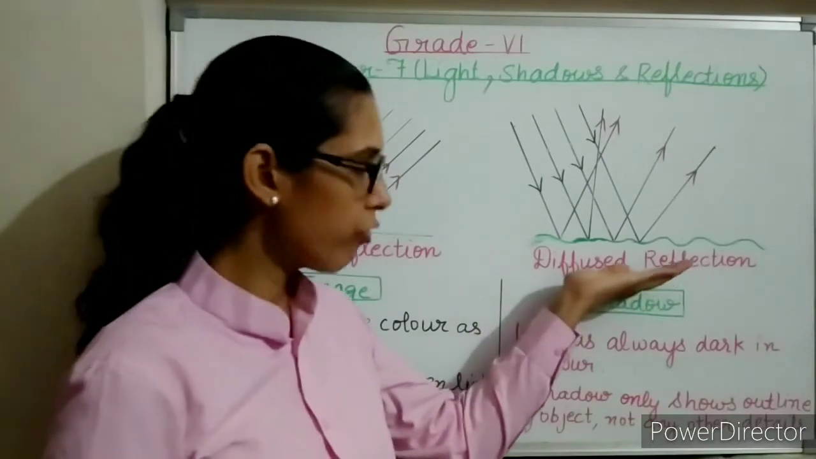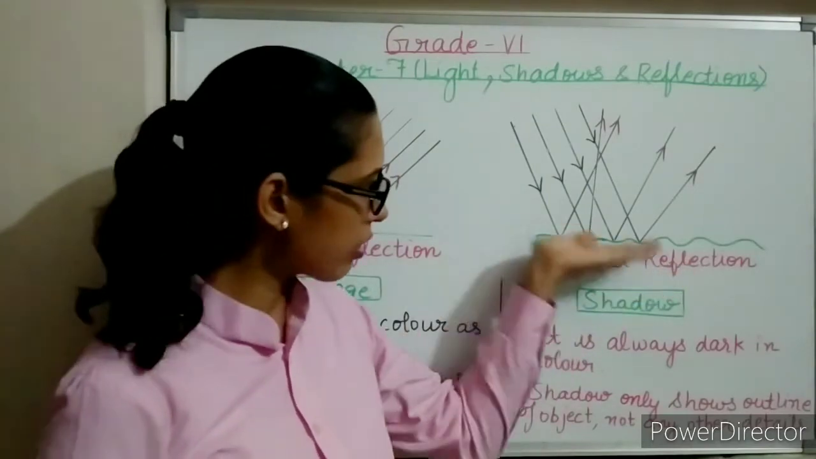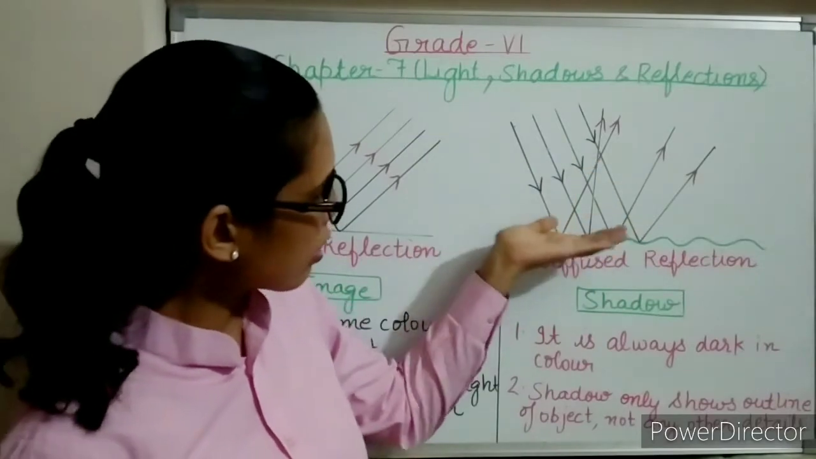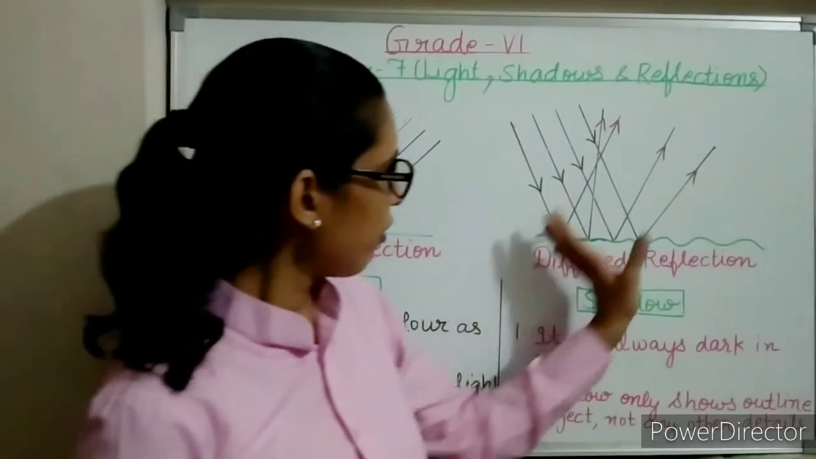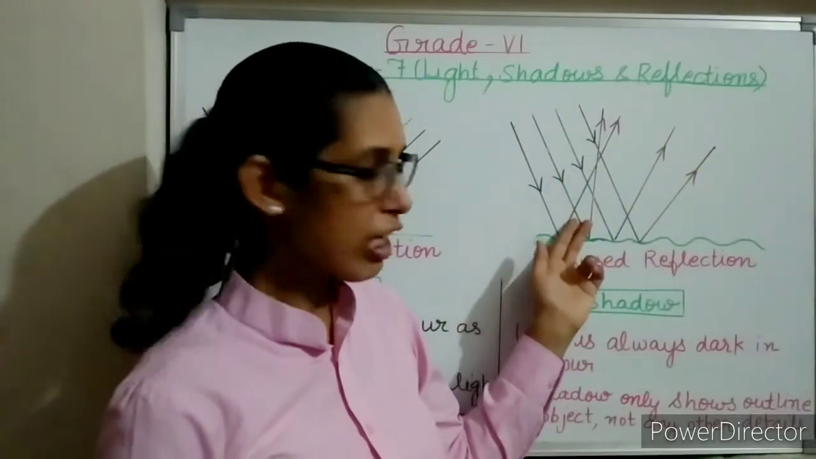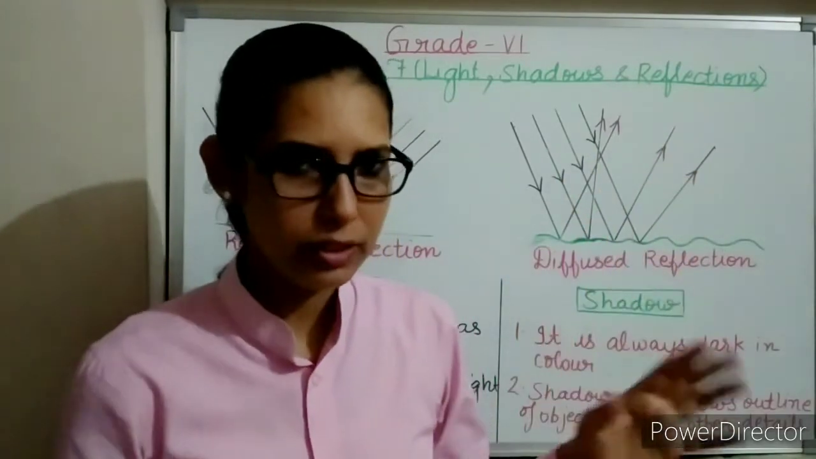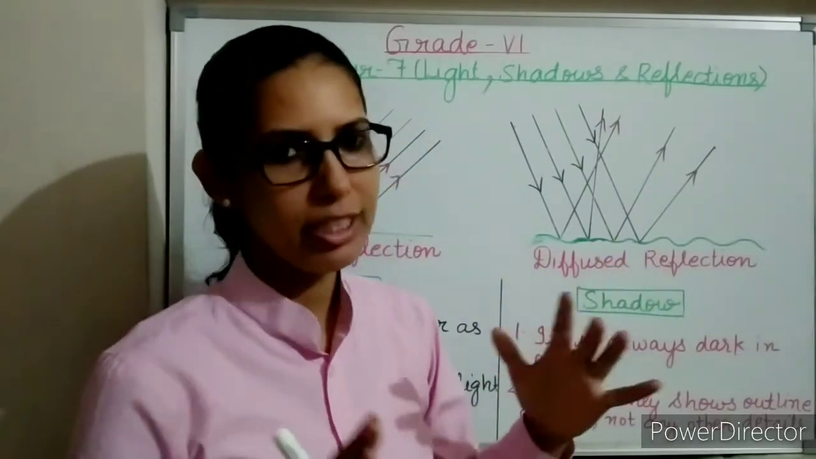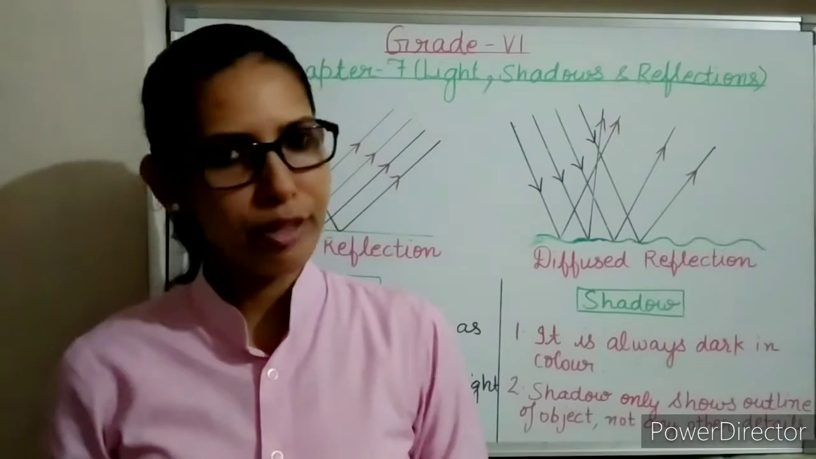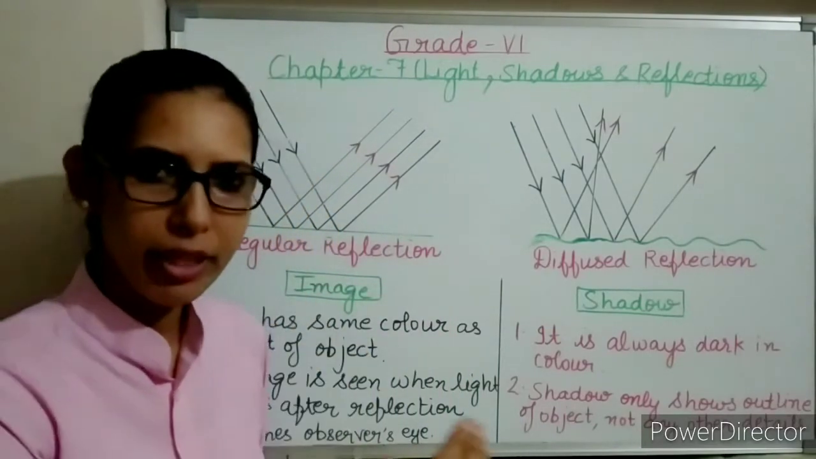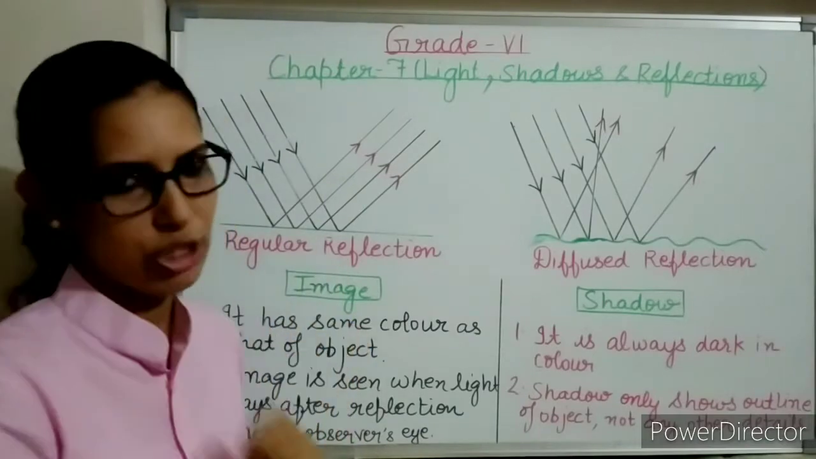But if we talk about diffuse reflection, here you can see the surface is rough, because of which the rough surface reflects the rays in different directions, and the light rays after reflection are not parallel to each other. Such type of reflection is known as diffuse reflection, and it is also known as irregular reflection. We are able to see our image in the mirror because of regular reflection.